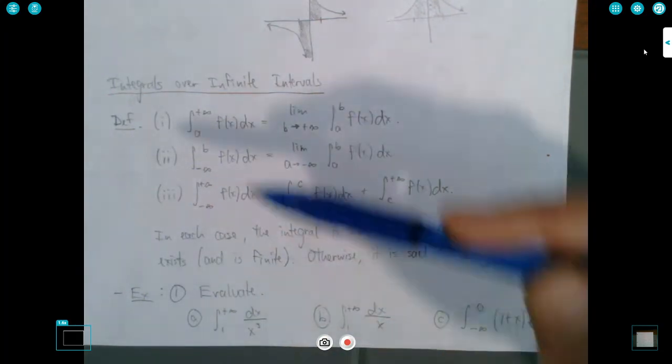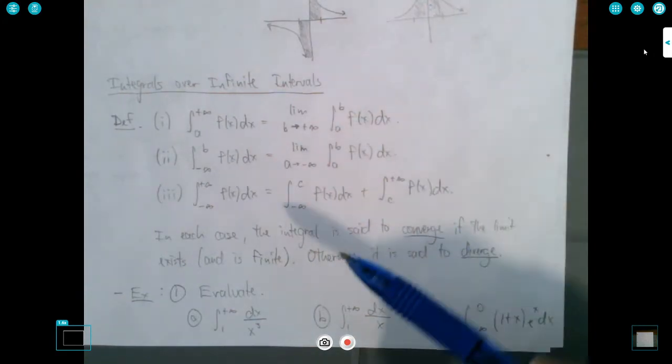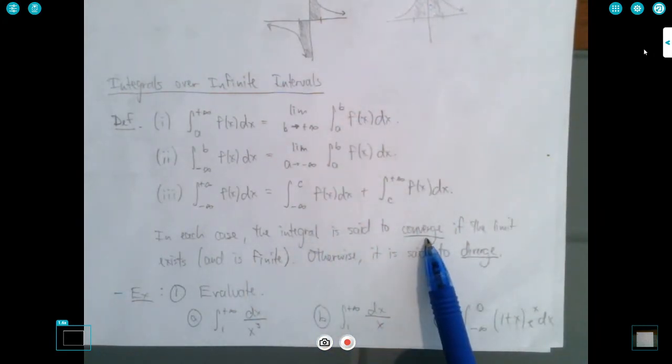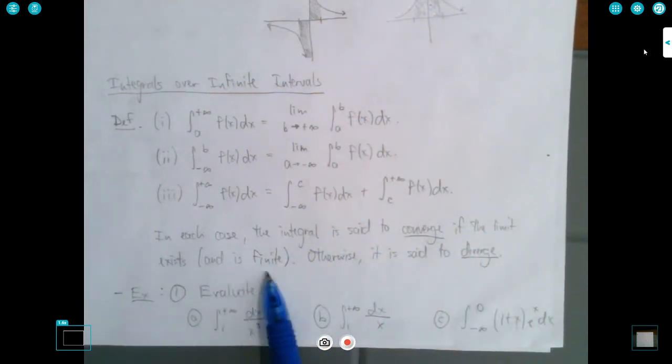Okay. Now, in each of these three cases, 1, 2, and 3, the integral is said to converge if the limit exists and it's finite. Okay. Otherwise, it's said to diverge. So let me walk you through a few examples.